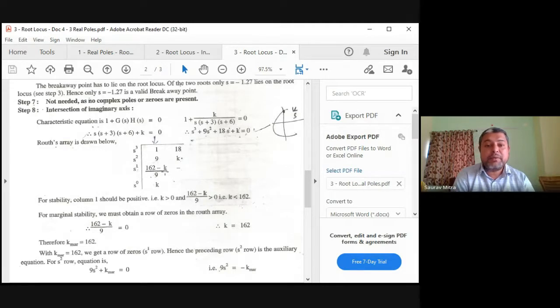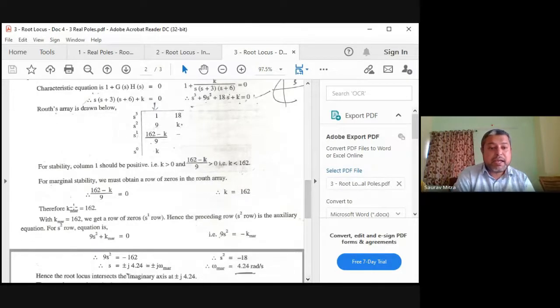Last thing is omega marginal. How can you find omega marginal? Go to the previous line of k marginal. What is that? 9s square plus k. So whichever line you are finding the k marginal, just go to the previous line, and there you are finding this is 9s square plus k. And whenever you are solving 9s square plus k, k maximum value is 162. So here this equation is very important.